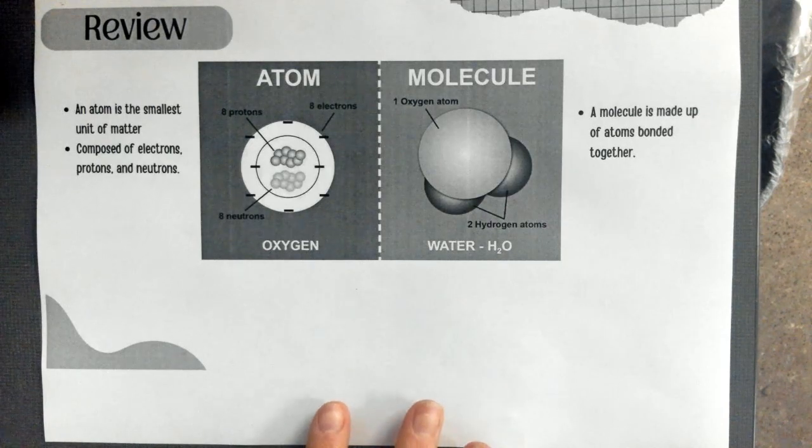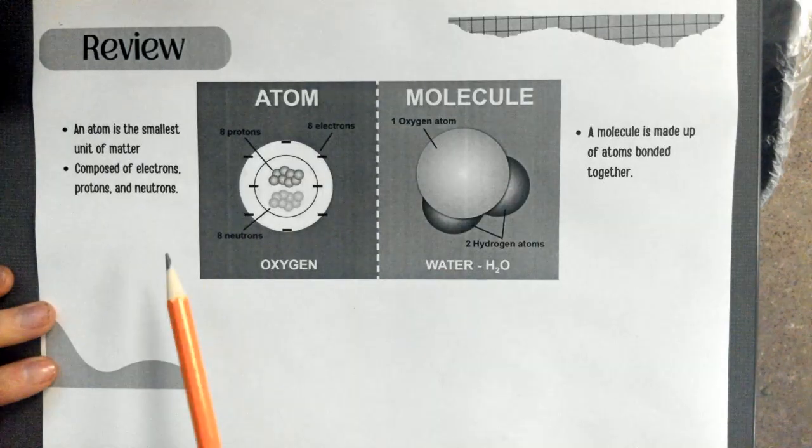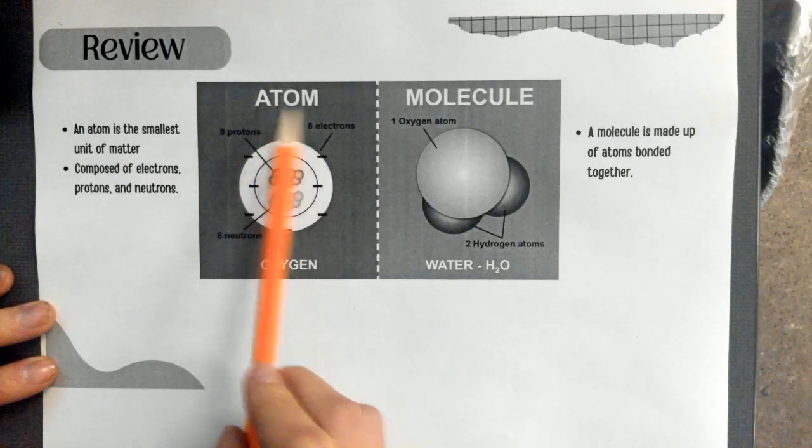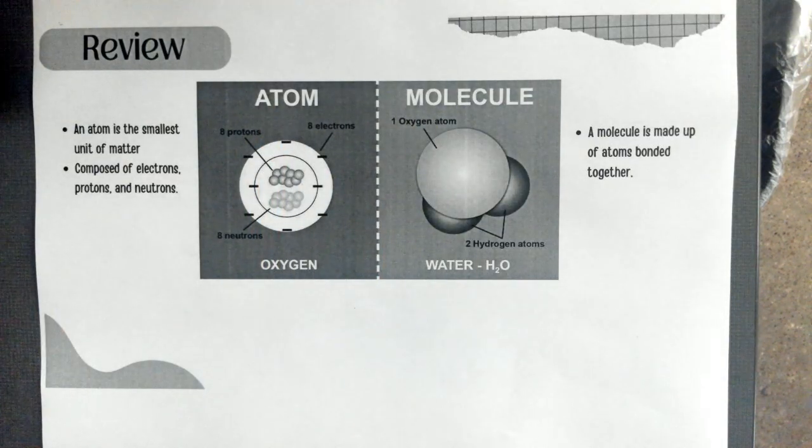Hello ladies and gentlemen, in this video I'm going to be walking you through notes 5.2, which is all about molar conversions. So before we begin, let's review the difference between an atom and a molecule. So an atom is the smallest unit of matter, and it's composed of electrons, protons, and neutrons.